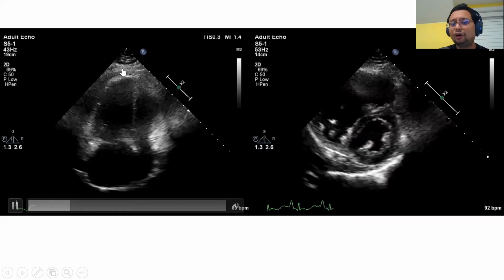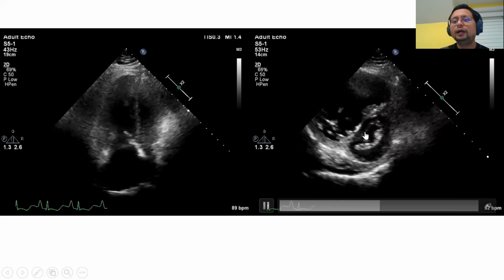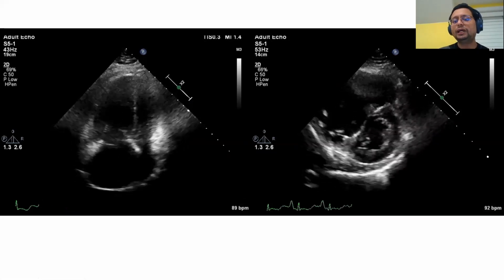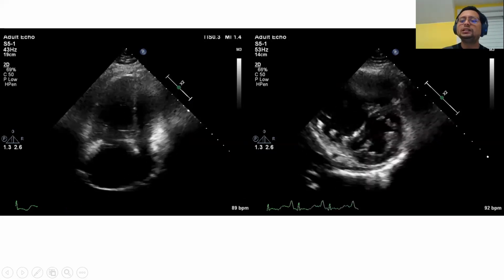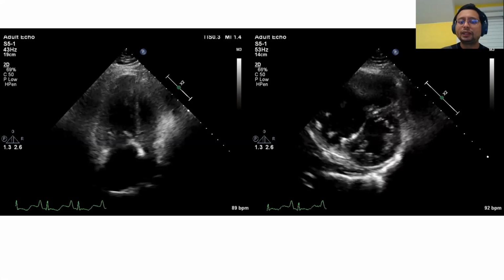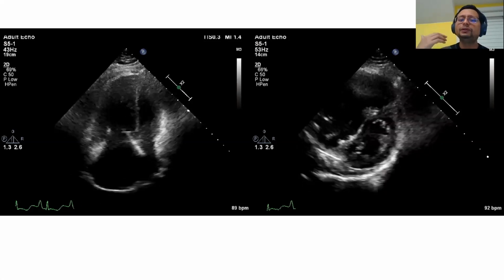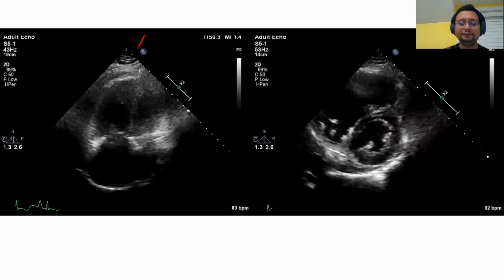So this is a McConnell sign. Okay, and what about the septum? You can see that the septum is flat in both systole and diastole. So this is right-sided pressure overload. So if someone comes to you acutely like this, be suspicious of pulmonary embolism. Okay, however, if it's not pulmonary embolism, it might just be pulmonary hypertension. Then you have to find what is the cause of that pulmonary hypertension.